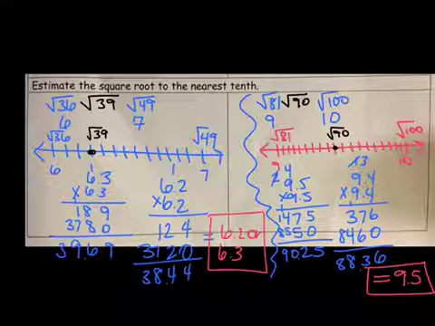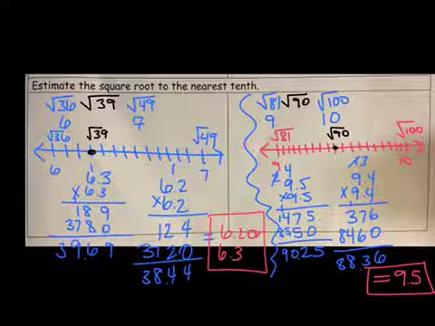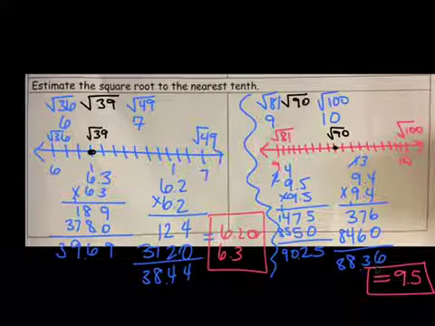But for these problems, it's really good to try at least two numbers so you can really see which one is the better approximation. So make sure you try at least 2 of these for these problems.